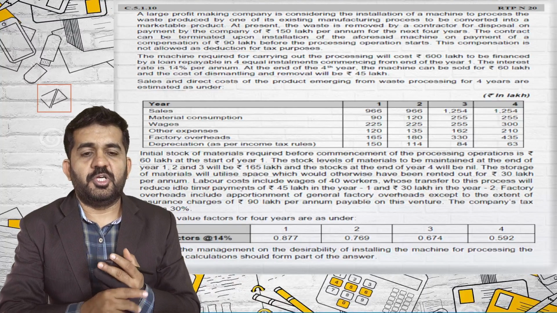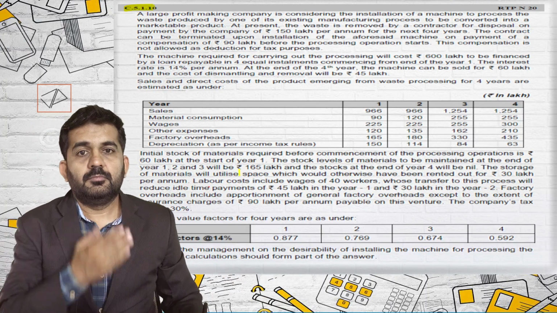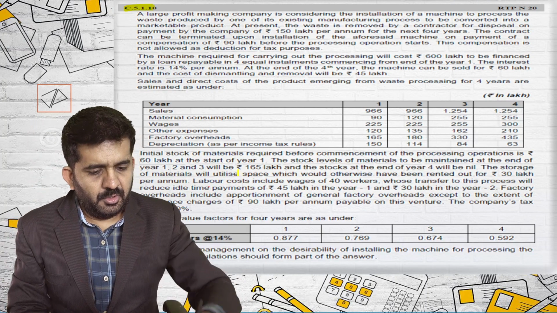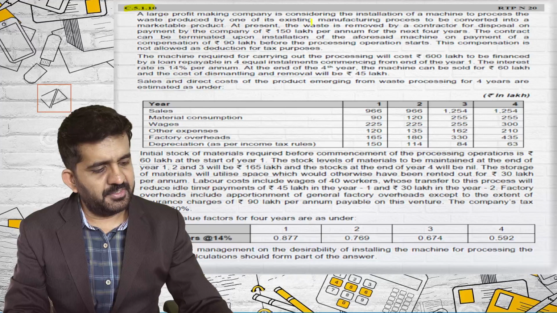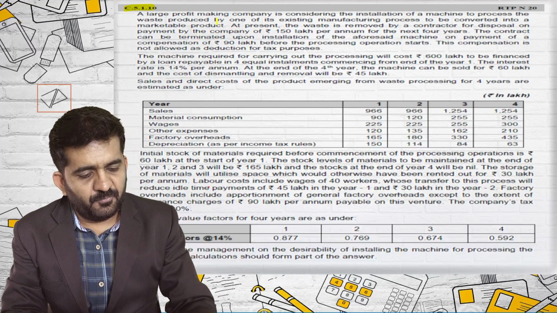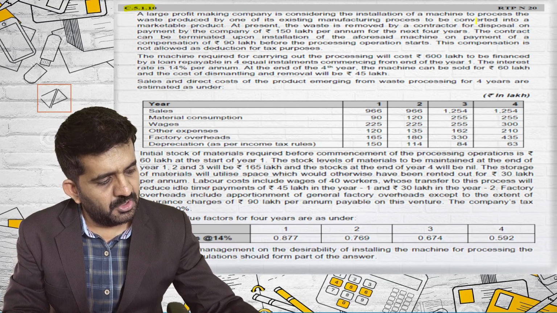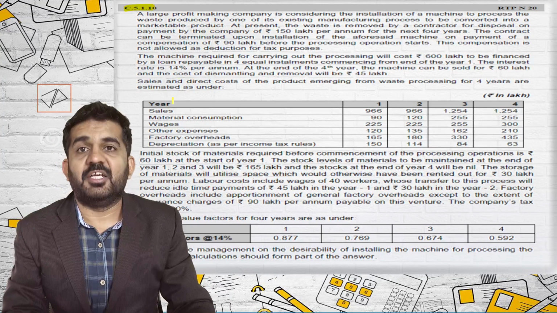Let us solve question number C 5.1.10. Good question, big question. A large profit making company is considering the installation of a machine to process the waste produced by one of its existing manufacturing process to be converted into marketable product.